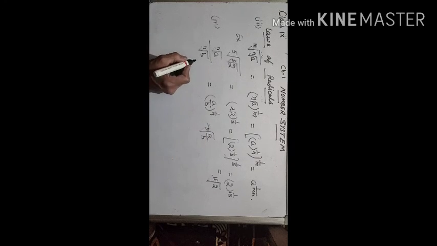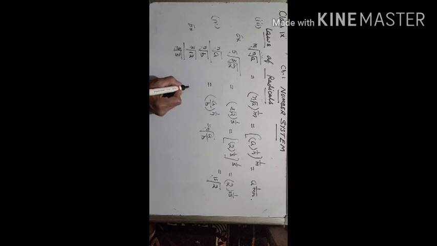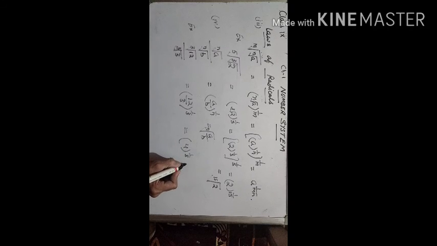Example for this, the cube root of 12 upon the cube root of 3. The powers are same, now 12 by 3 to the power 1 by 3, that means 12 by 3, 3 fours are 12, so 4 to the power 1 by 3, that means the cube root of 4.